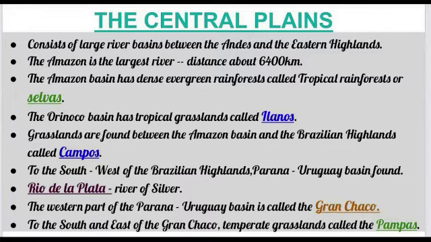And next one, to the southwest of the Brazilian highlands, the Parana-Uruguay basin is found. Parana and Uruguay are two important rivers of South America. This basin is formed by the rivers Parana, Paraguay and Uruguay. These three rivers join together and form the Parana-Uruguay basin. The Paraguay is the Parana's main tributary. I hope you already know what is meant by tributary.